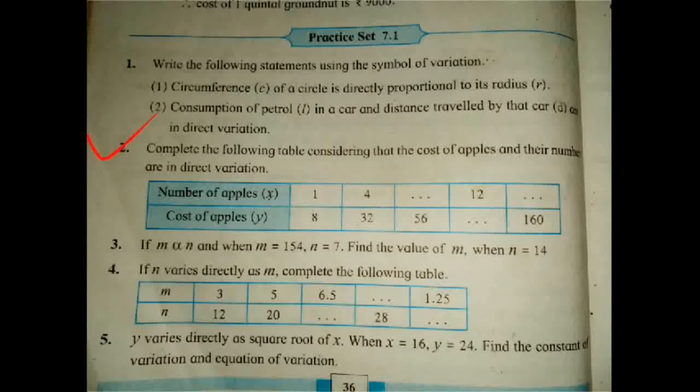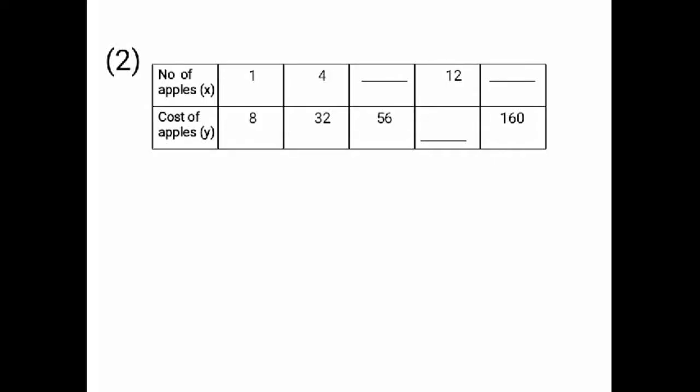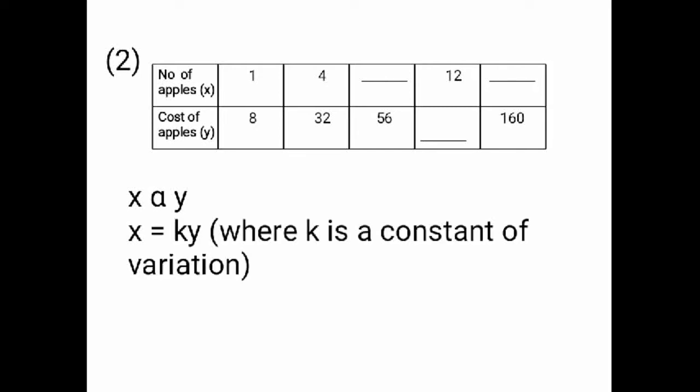Next, complete the following table considering that the cost of apples and their number are in direct variation. Number of apples and cost of apples are given in direct variation. Number of apples variable is given x, cost of apples variable is given y. So you have to write the statement x is directly proportional to y. Use the formula of the constant of variation in direct variation. x is equal to ky, where k is a constant of variation.